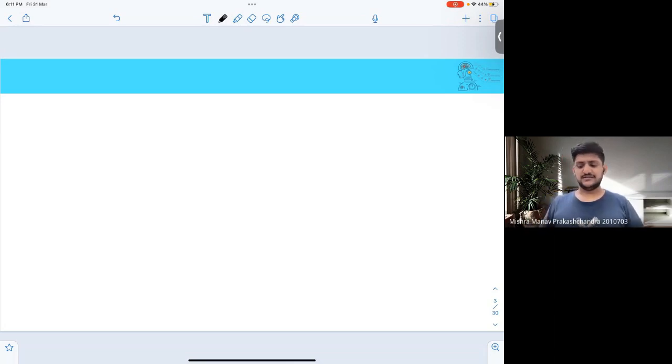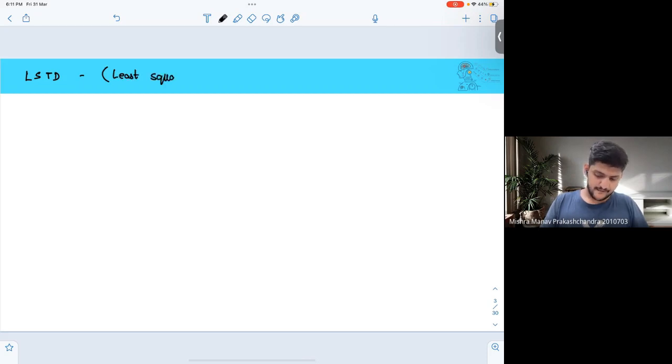So we'll start with an algorithm called LSTD. LSTD stands for least square temporal difference method. Least squared temporal difference. Okay, let me color this.